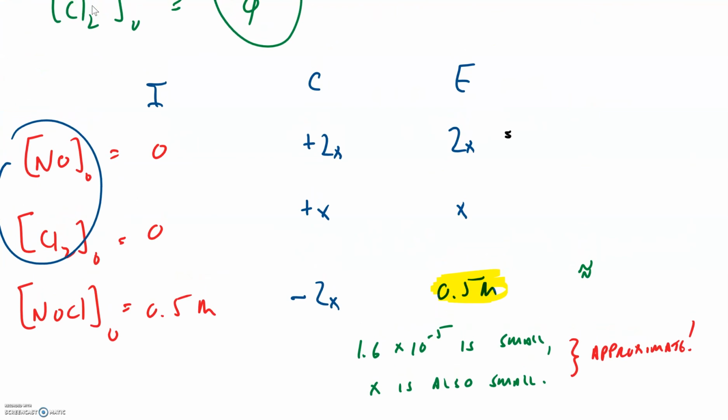Now you can plug all this stuff into here. So at equilibrium, this is 2x, 2 times 0.01, which is 0.02. This is 1 times 0.01, which is, of course, 0.01, and that stays the same. Okay, so there you go. And it makes things quite a lot easier.